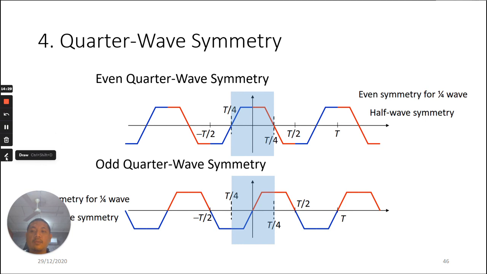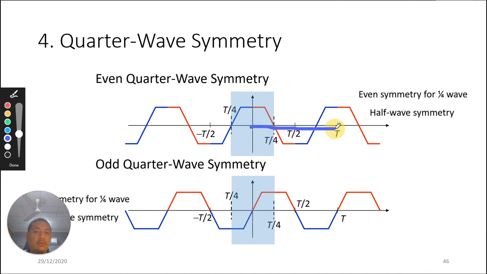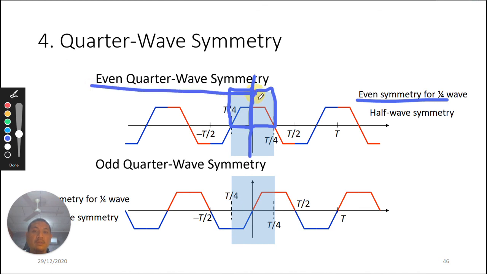So to explain this, basically, even symmetry for a quarter wave. Okay, so we have from 0 to T here, this is the half, this is the quarter. So even symmetry for quarter wave. So basically, if the quarter wave of this is symmetrical at the y-axis, which is even, then it is even quarter wave symmetry.